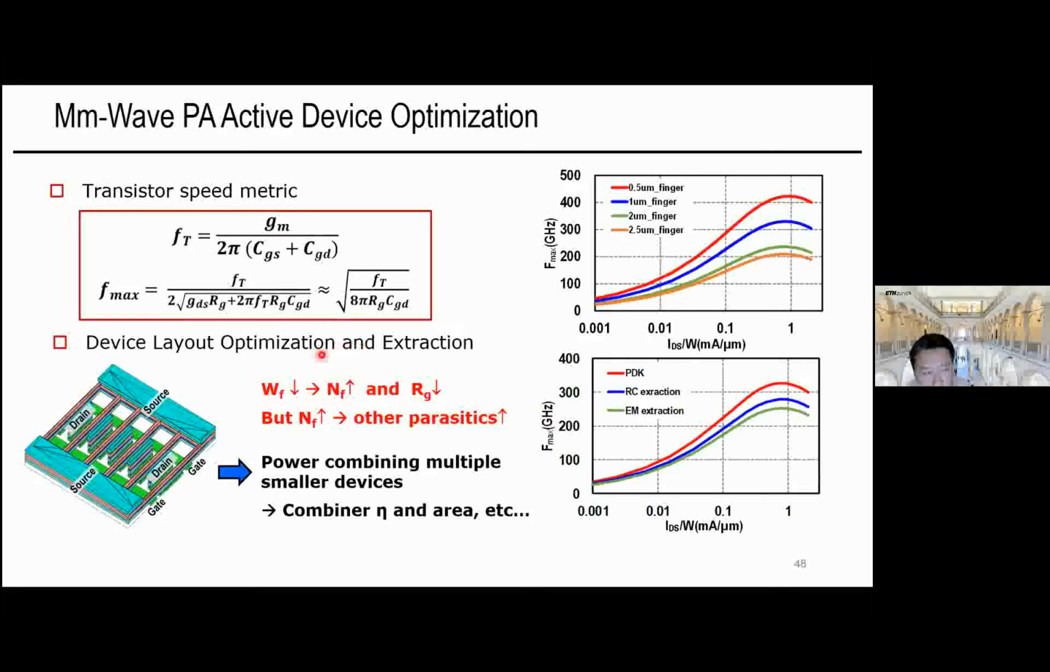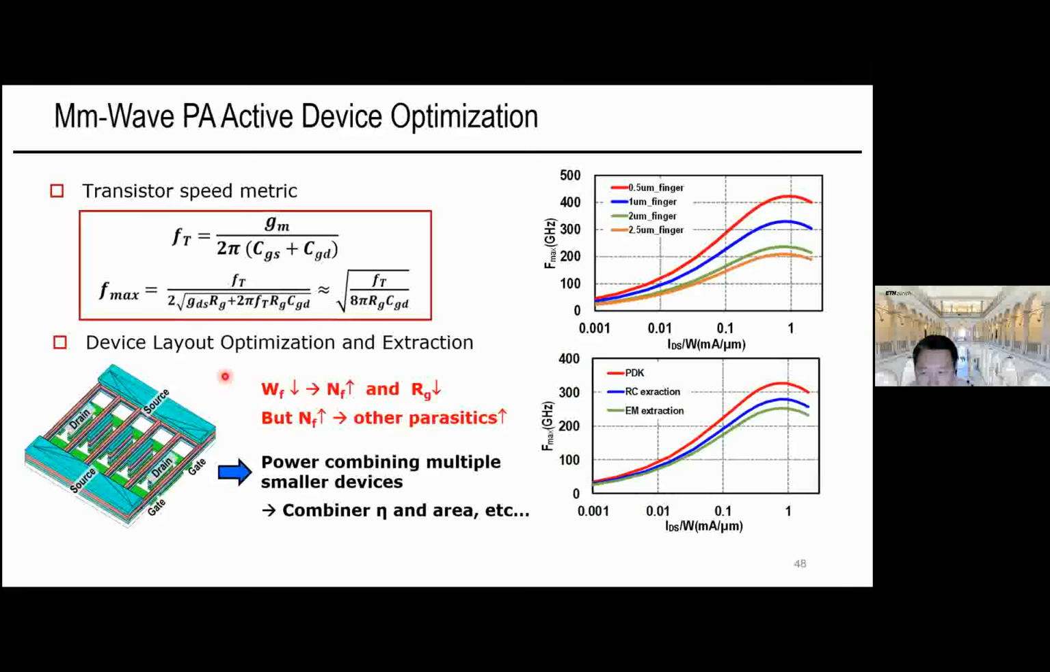So we can see that for a given device fT, if we can minimize the device for the CMOS device, we can minimize the gate resistance and the CGD, and we can really improve the device fmax, right? So in practice, if we can use a smaller device finger width with more number of fingers, it will reduce this RG and improve the fmax, right?